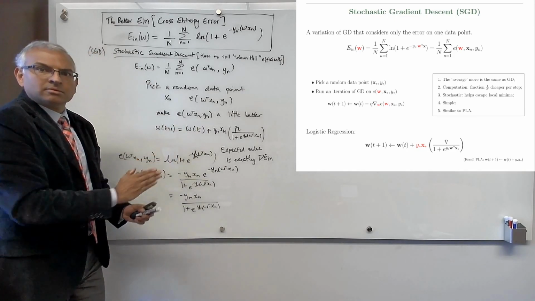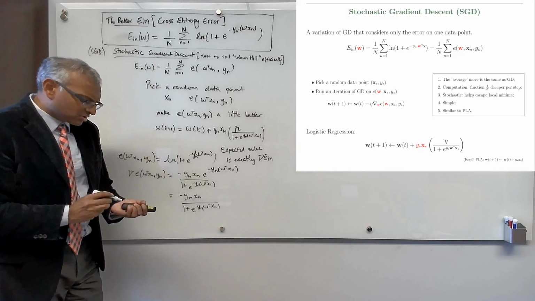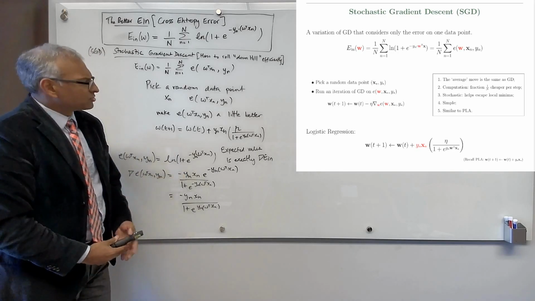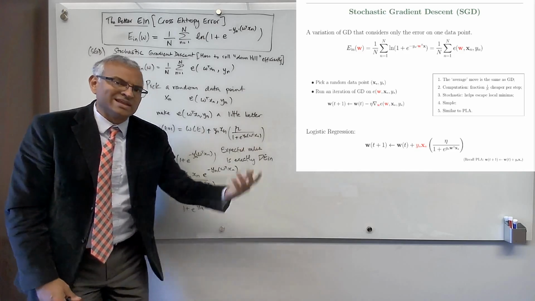And so this is the algorithm that people typically use instead of gradient descent just because of efficiency. We would like to use gradient descent, but it's a very costly algorithm. So stochastic gradient descent minimizes the error on random data points one at a time.